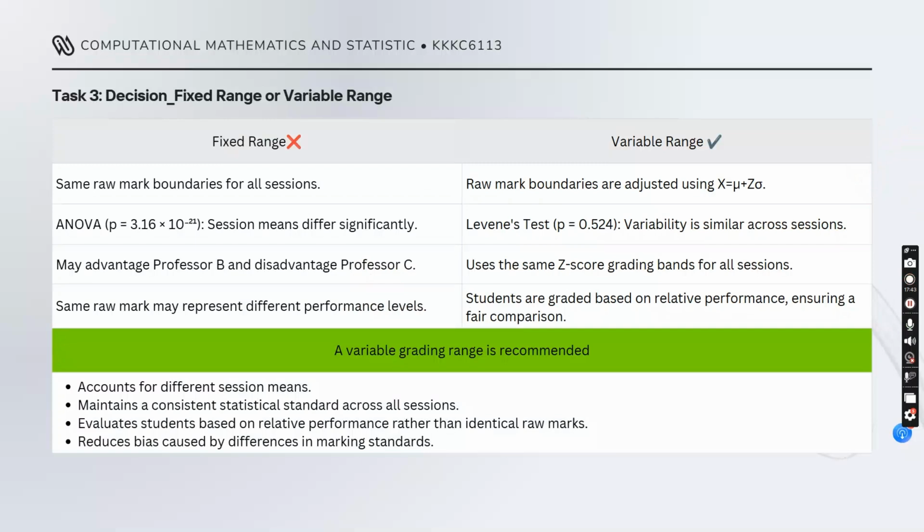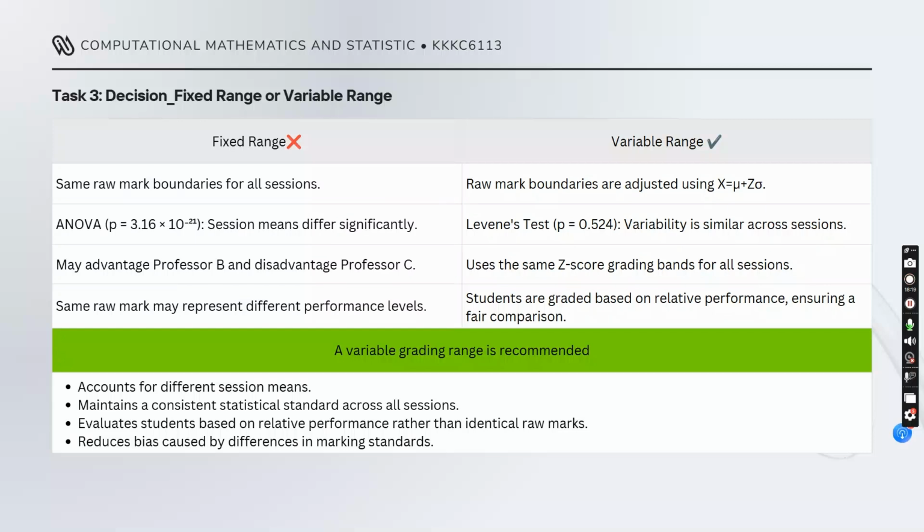Finally, based on all the statistical results, I recommend using a variable grading range instead of a fixed grading range. A fixed grading range applies the same raw mark boundaries to every section. However, the ANOVA results show that the three sections have significantly different average marks. Therefore, using the same raw mark boundaries could unfairly benefit students from higher scoring sections while disadvantaging those from lower scoring sections.